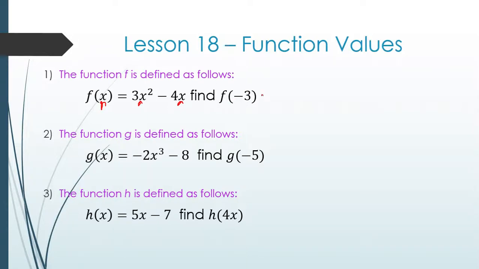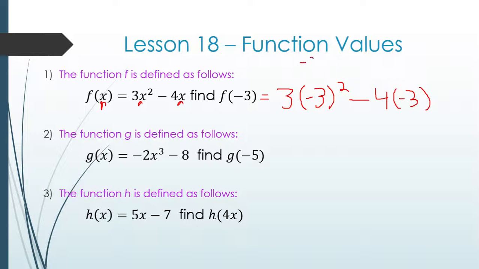So f of negative 3, all we're going to do is put in negative 3 wherever an x is. So I'm going to put 3, and then parentheses, negative 3 squared, because I can't forget about that squared, minus 4, and then times negative 3. That's all I do, I replace wherever I have an x with that number or variable, and that's what I'm going to do for all three of these. First off, the order of operations says parentheses, then exponents, but really it's the exponent. We have to do negative 3 squared.